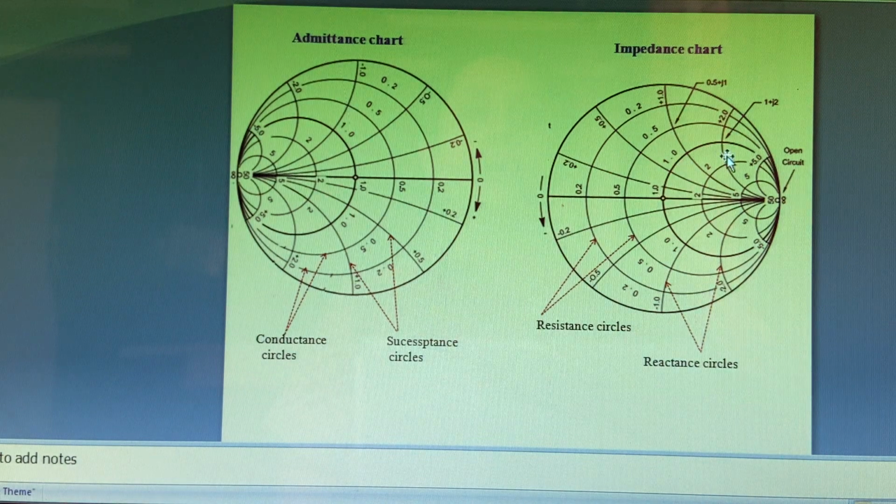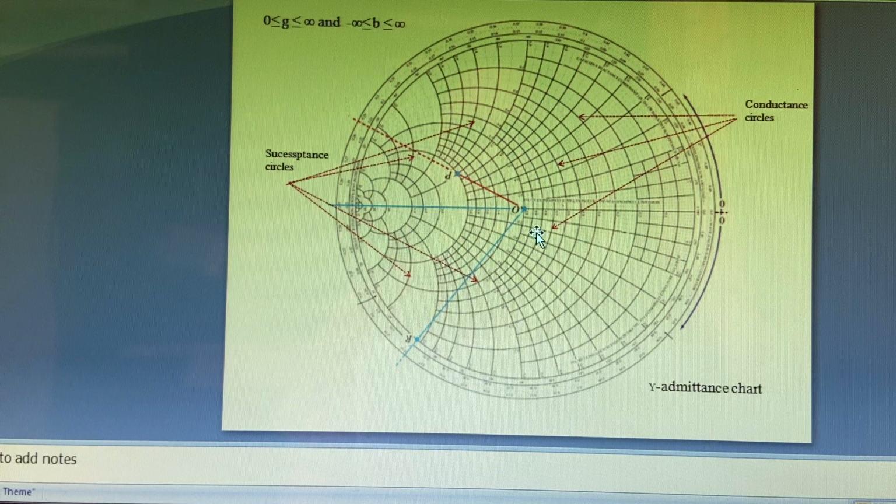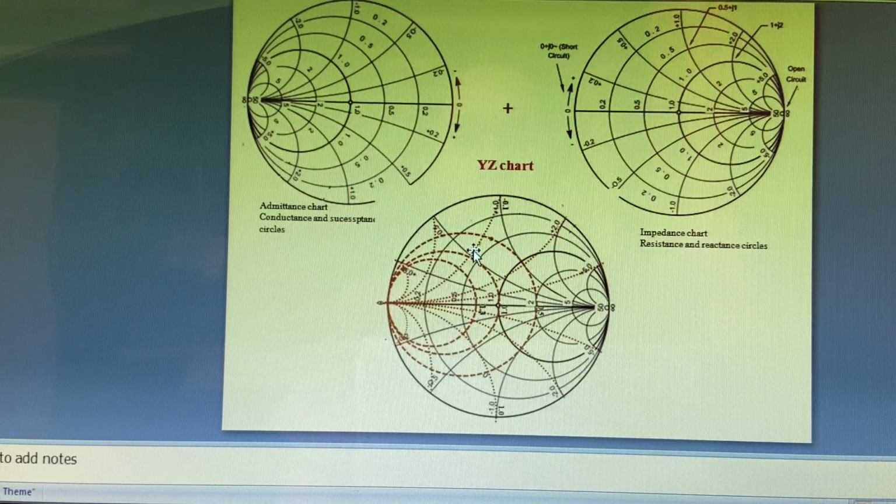Now, two sets of circles are associated with the impedance: the resistance circles like this, and the reactance circles like this. Similarly, on the admittance chart we have the susceptance circles and the conductance circles. This is usually called the Y chart, and this is the Z chart. Now the combination of these two charts gives rise to the overall YZ chart, or ZY chart.